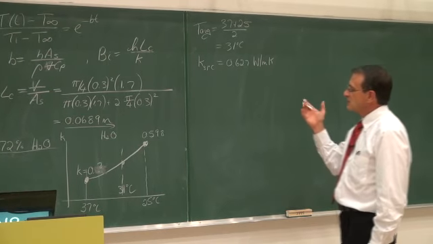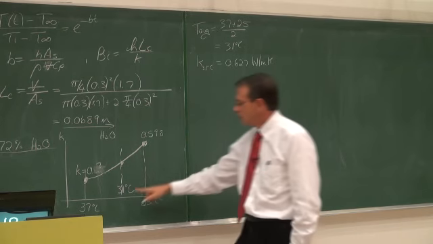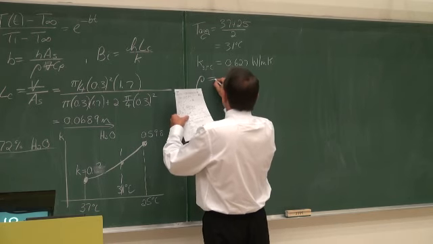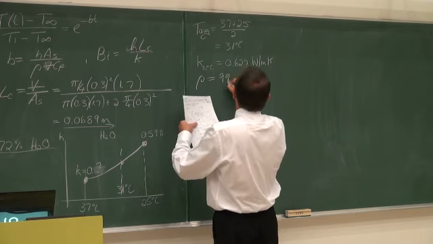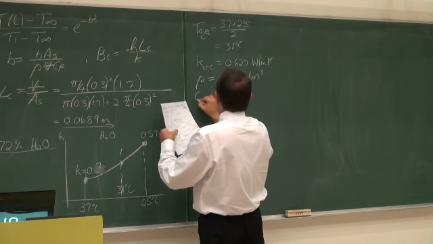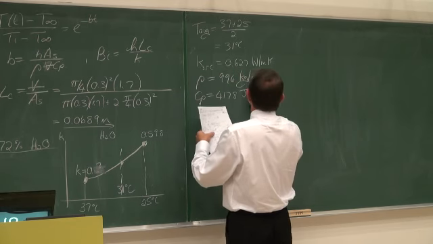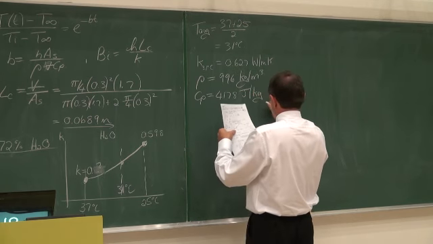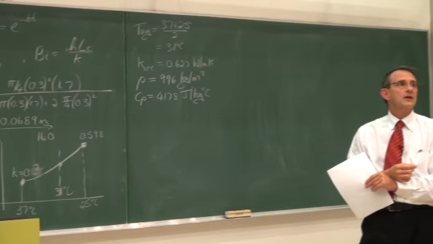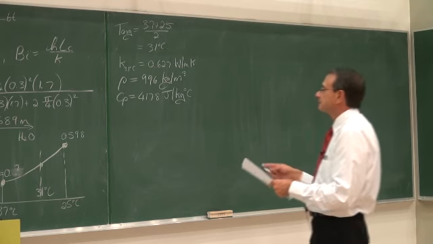So what it is all about is the fact that we need the thermal conductivity, the density, and the Cp value at the average temperature of 31 degrees Celsius. So the density would then be equal to 996 kilograms per cubic meter, and the Cp value is equal to 4178 joules per kilogram degrees Celsius. So we've obtained the properties now.